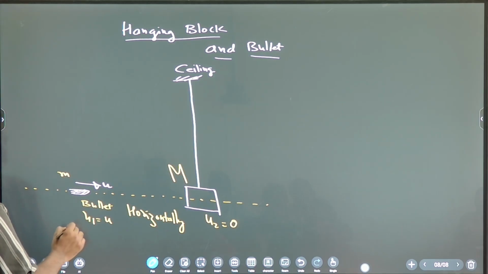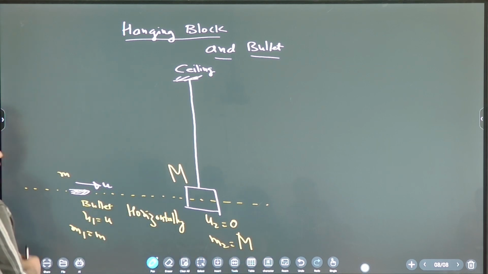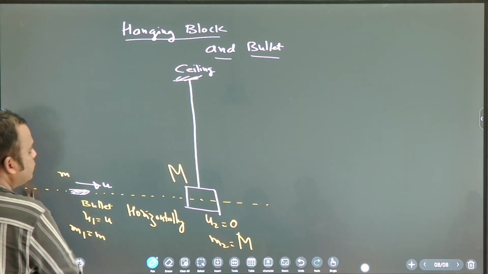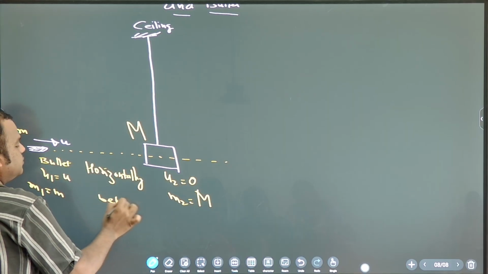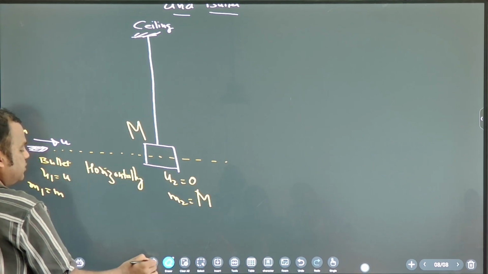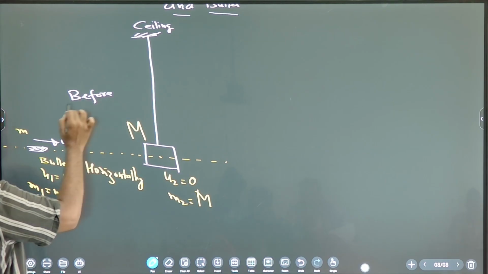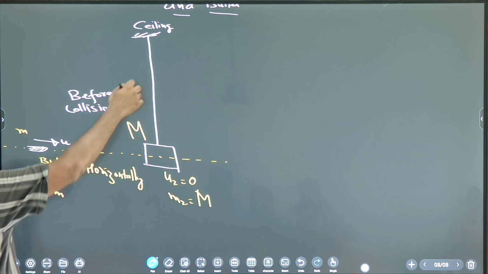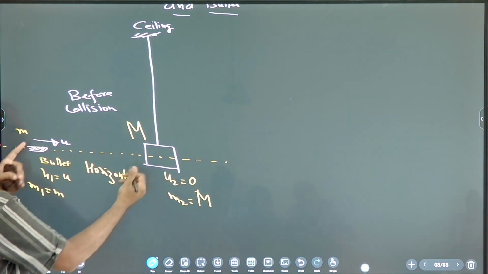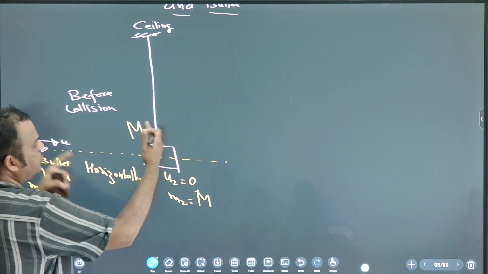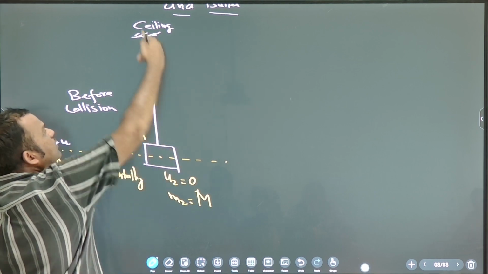Okay. So this is before collision. Note down, this is before collision. Now this is the string, this is the block. The bullet is coming with speed u. It will hit the block like this. So block will go along circle because string is connected.